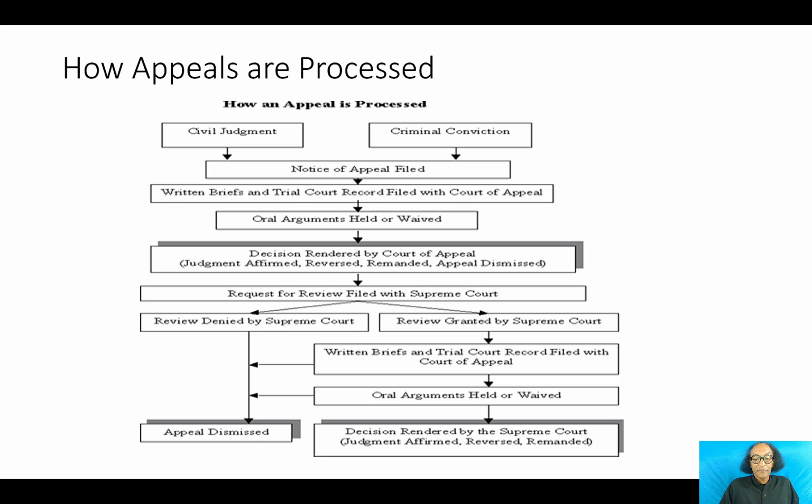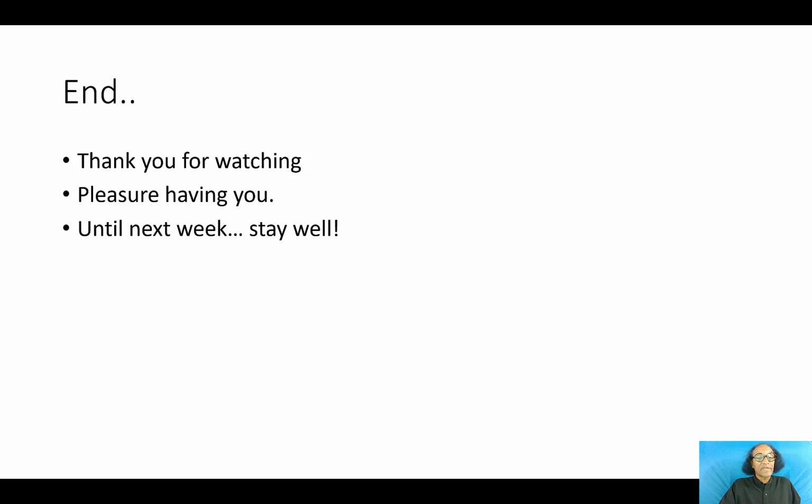The vast majority of cases will be denied, but if the review is granted, then you go through the same process again. Briefs will be filed, and the trial court record filed with the Court of Appeal will then be forwarded to the California Supreme Court. Again, they will hold oral arguments, and then the California Supreme Court will issue its final judgment. And if there are additional issues that need to be resolved, then the party that is not satisfied with that can take the matter into the federal court system. With that, we conclude the California judicial process.